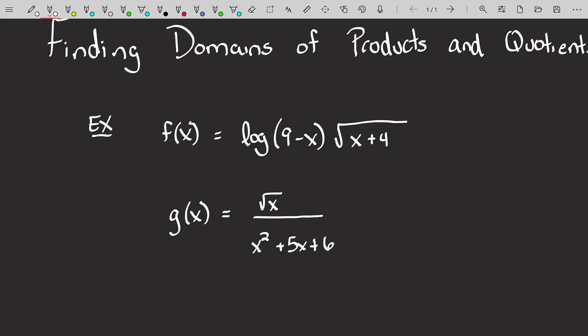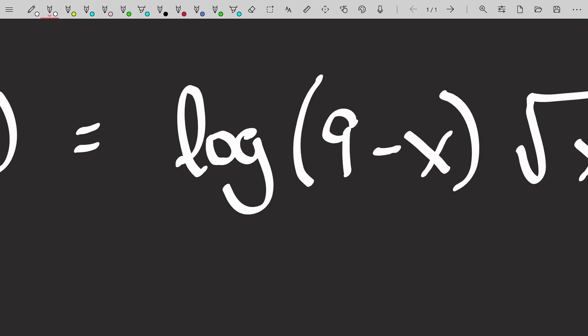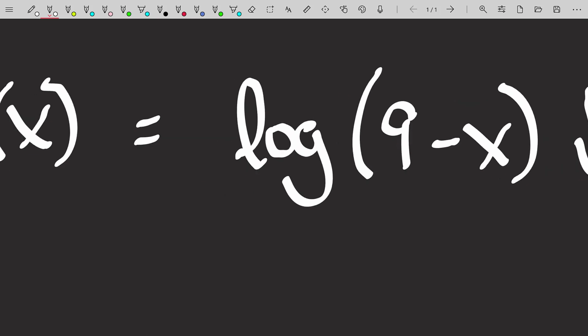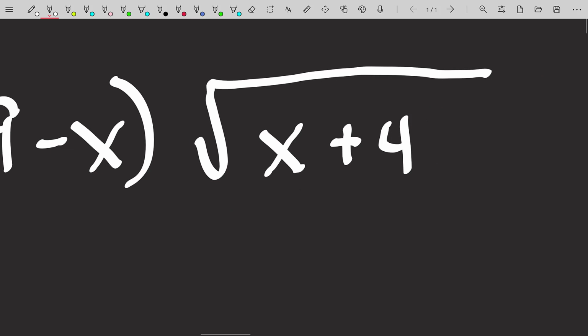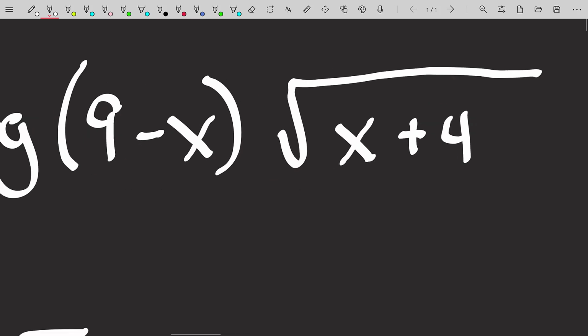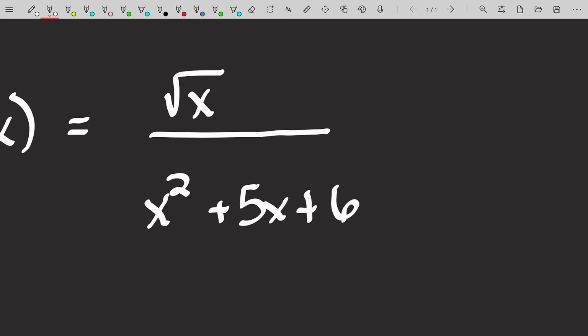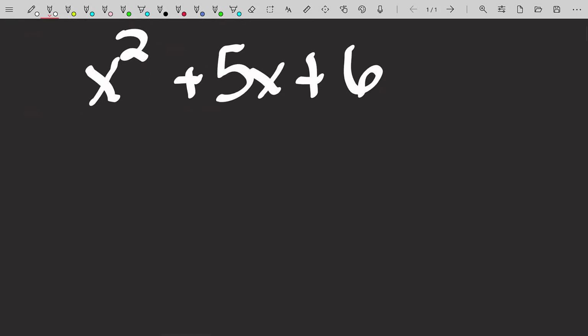You just want to know where each function that you're looking at is undefined, or better yet, a better way of saying it, what x values can we plug into this function? That is, this specific function, the log of 9 minus x, what is its domain? And then the square root of x plus 4, what is its domain? And then looking at the next example, asking yourself the square root of x, what's the domain of that function? And then again, this denominator, what's the domain of that function?